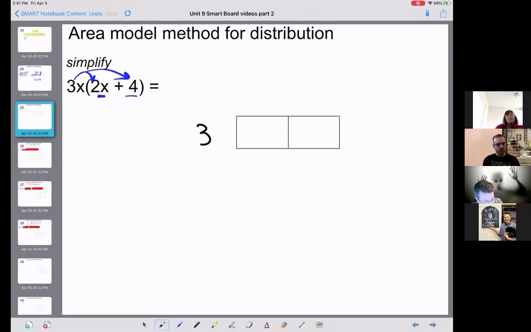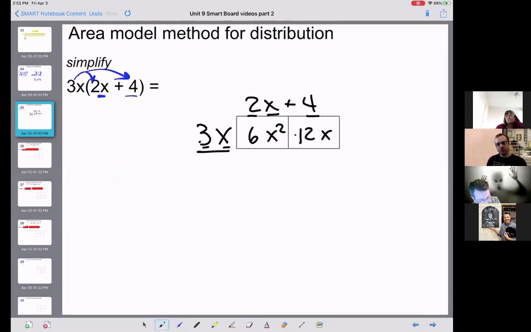I'd put the 3x on the front, that's 1 term, and then 2x plus 4, that's 2 terms, and I'm multiplying them. Again, coefficients, 2 times 3 is 6, and then x times x is x squared that we learned in the last couple of videos. And then in the next one, we have 3x times 4. 3 times 4 is 12, and x. And again, we're going to put a plus sign in front of it just to show that that's positive. And if there are any like terms, we could add them, but there's not. So the answer is 6x squared plus 12x.